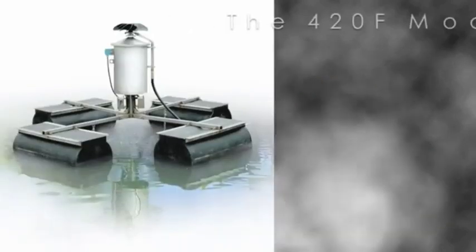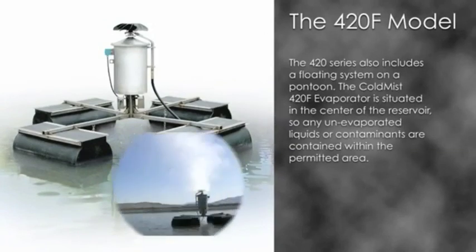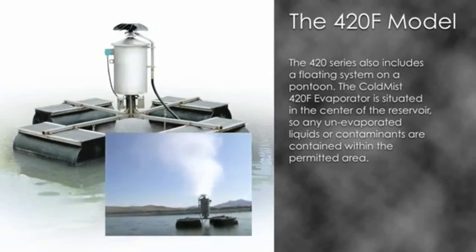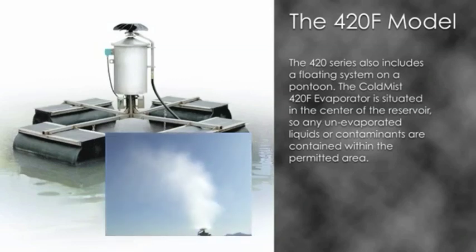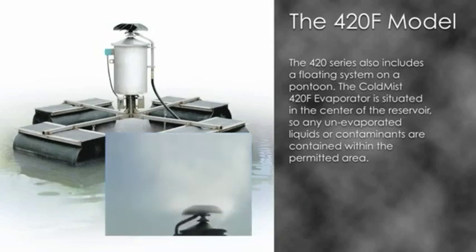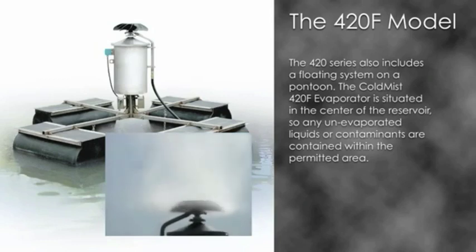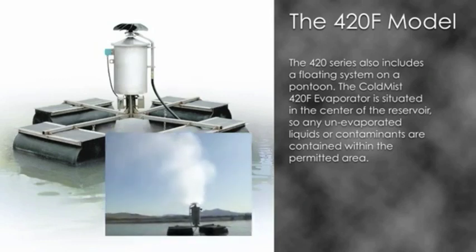The 420F model. The 420 series also includes a floating system on a pontoon. The Cold Mist 420F evaporator is situated in the centre of the reservoir, so any unevaporated liquids or contaminants are contained within the permitted area. The key advantages to this unit are that it is less vulnerable to changing wind conditions and requires less operator attention. It is supplied with a stainless steel heavy-duty submersible pump suspended under the unit and is operated from a control panel on shore.